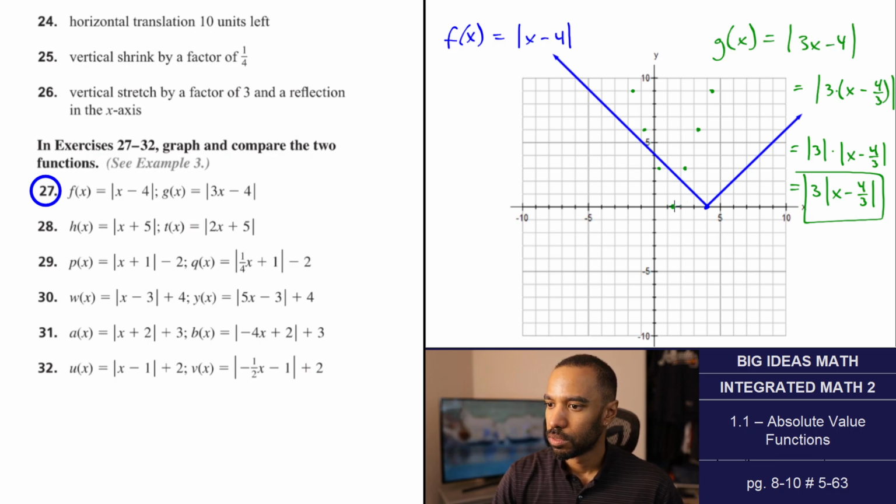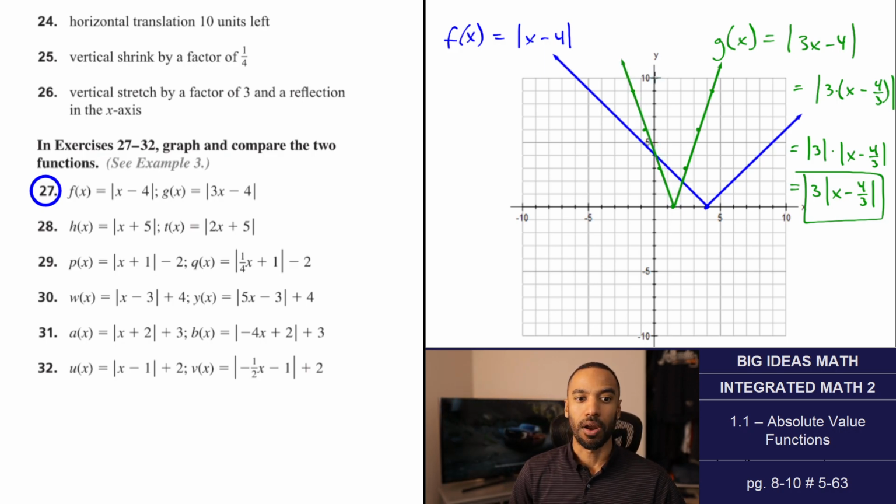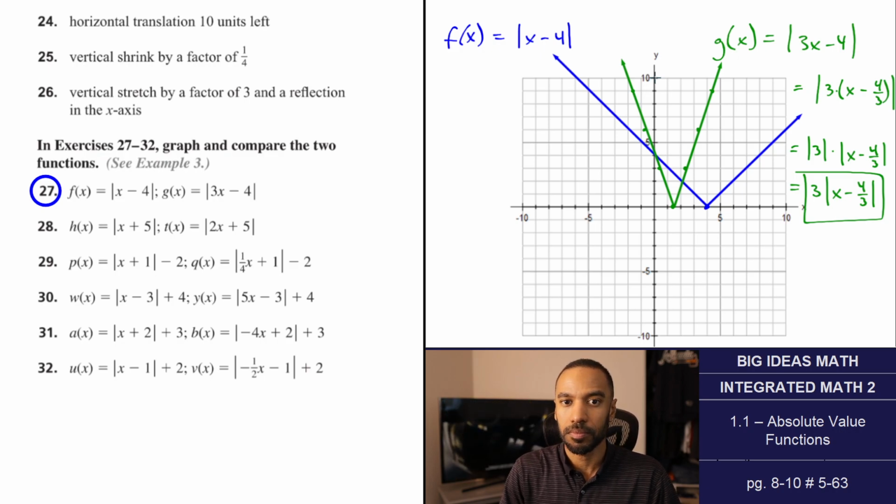So those are the two graphs. Okay, this is just for one problem. All right, I graphed them. Compare the two.